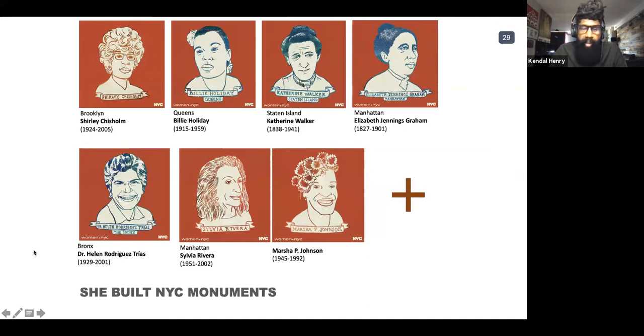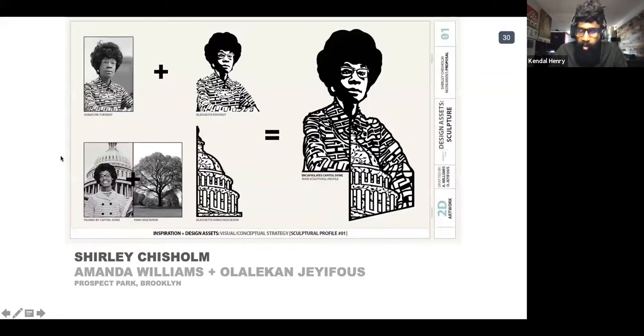And one of the first ones that we have completed the process so far was the one for Shirley Chisholm. And the artist that was selected was an artist team, Amanda Williams and Olalekan Jeyifous. And so for Prospect Park.